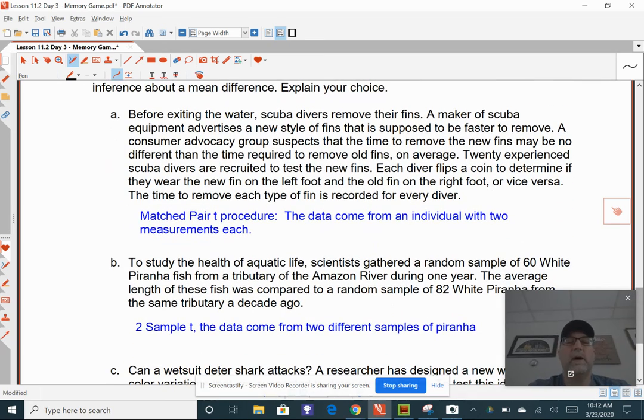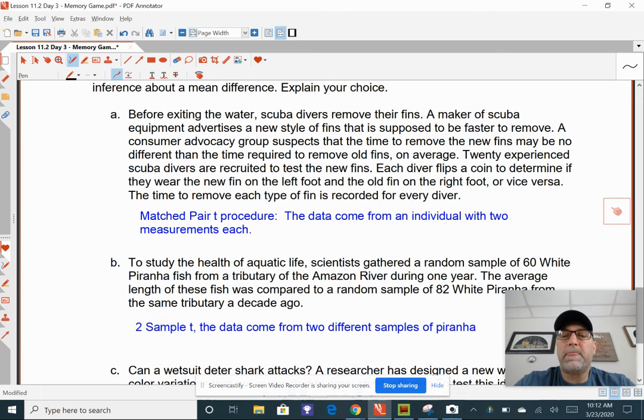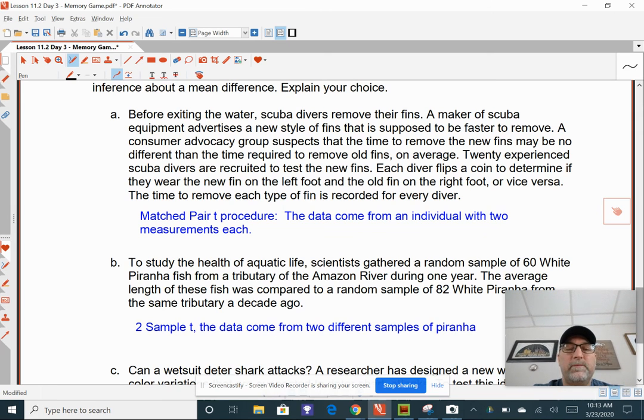So here we're talking about scuba divers, dealing with just one scuba diver, and they have two different flippers, one from each foot. So since it's just one scuba diver and we're recording two pieces of data from that one scuba diver, it's a matched pairs t procedure.